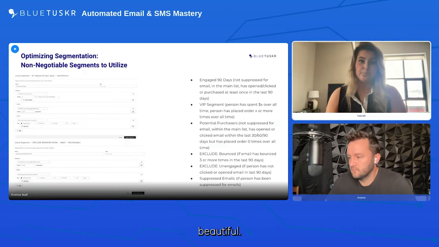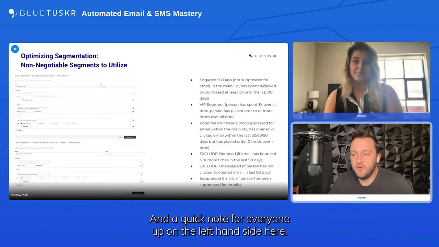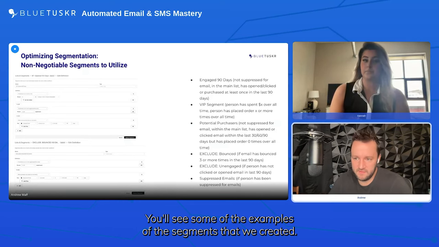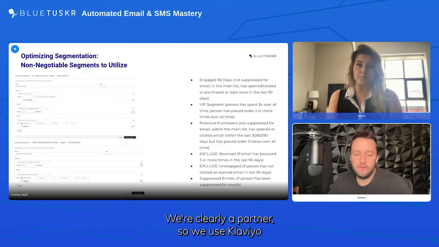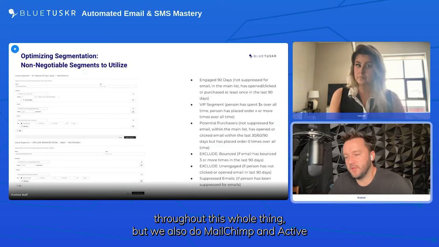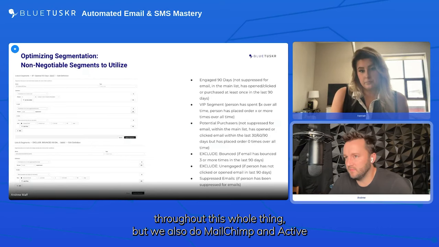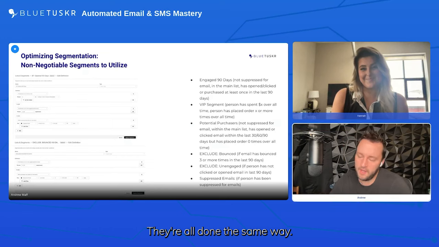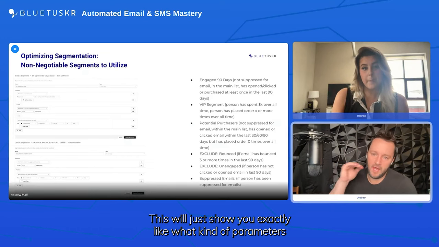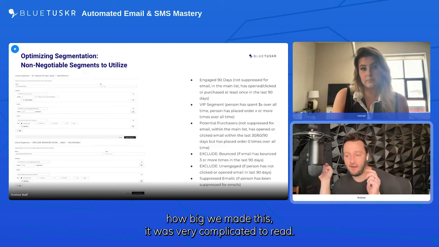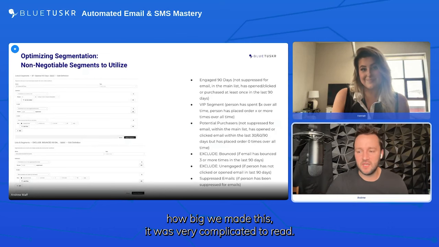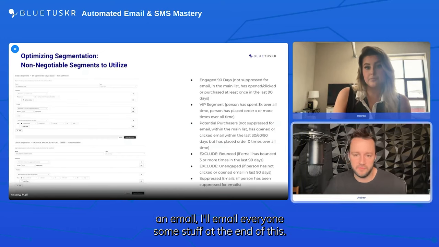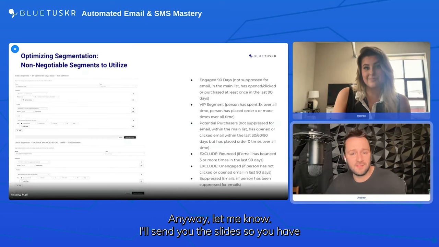So beautiful. And a quick note for everyone, up on the left-hand side here, you'll see some of the examples of the segments that we created. We're Klaviyo partners, so we use Klaviyo throughout this whole thing, but we also do MailChimp and ActiveCampaign and HubSpot. There's a billion of them. They're all done the same way. This will just show you exactly what kind of parameters we put in place. I also know that no matter how big we made this, it was very complicated to read. So if anyone wants the slides at the end of this, just shoot me an email. I'll email everyone some stuff at the end of this anyway. Let me know. I'll send you the slides so you have them.